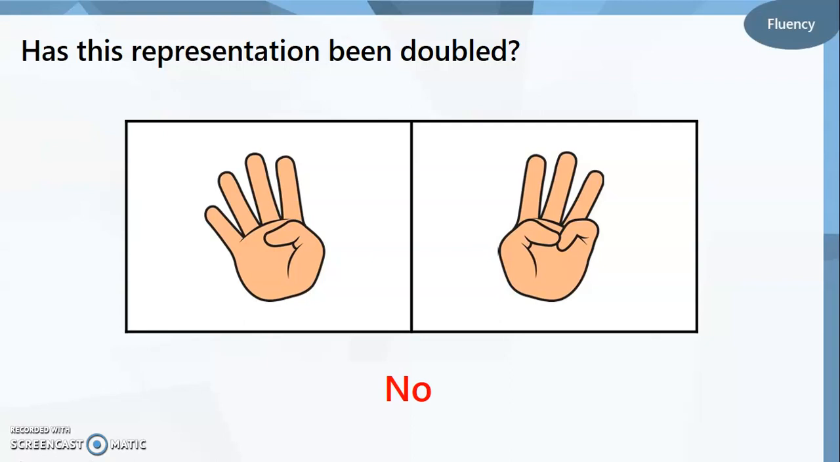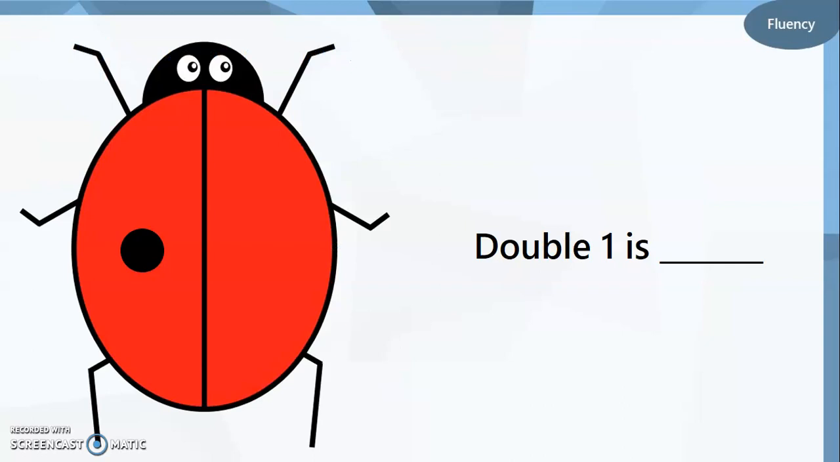And again, this one doesn't show doubling. It makes an odd number. When we're doubling whole numbers, we'll get an even number. It's like our 2 times table. We'll build more of that in so you can see into our lessons as we learn more about doubling.